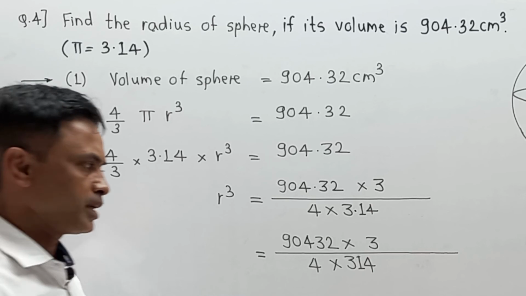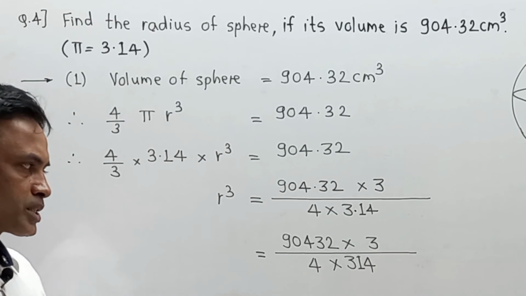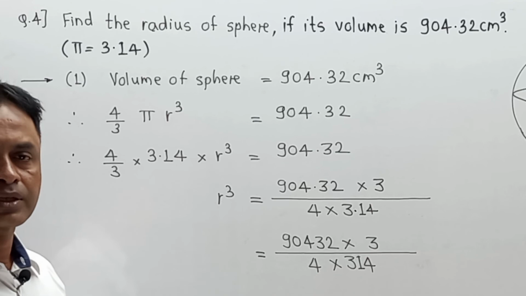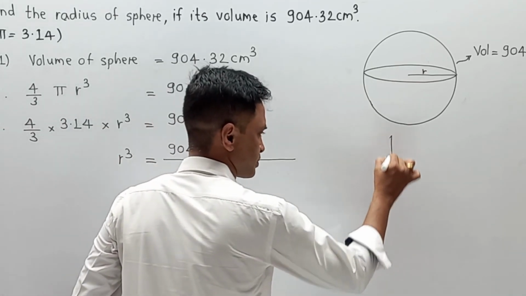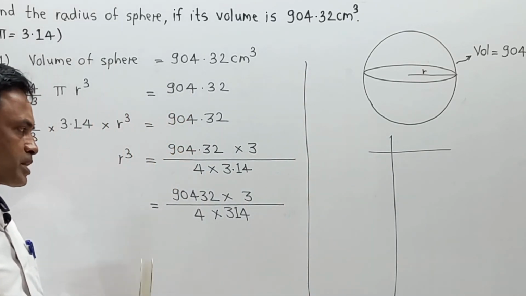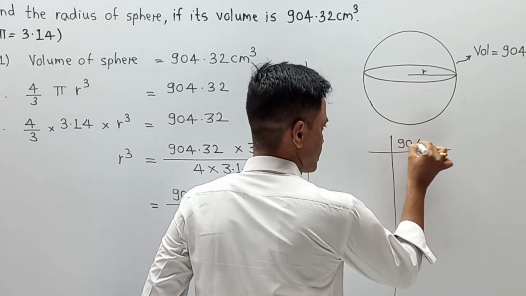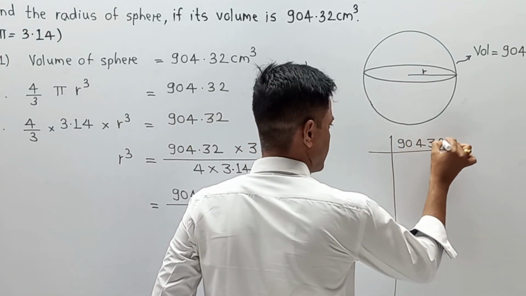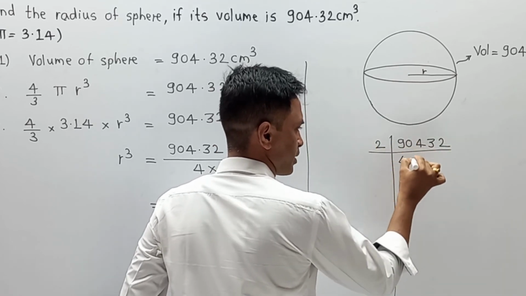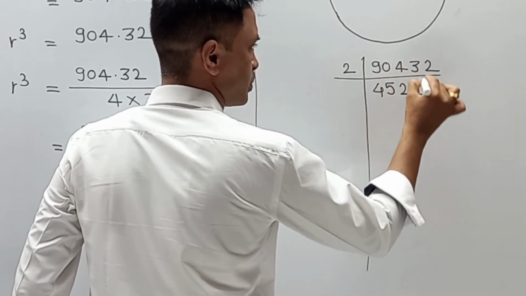Now our second part is this 3, 4 and 314. These are smaller in number. Our target is to simplify 90,432 and its division. So the part for simplification, 90,432. As last number is 2, I am going to divide it by 2. 2 4s are 8, carry 1. 2 5s are 10. 2 2s are 4. 2 1s are 2, and carry 1.